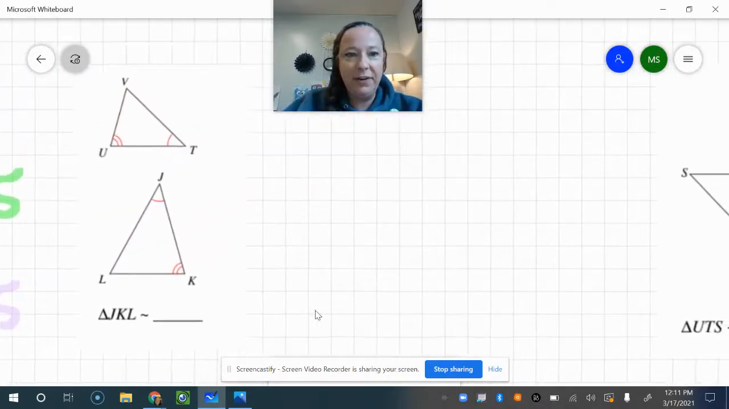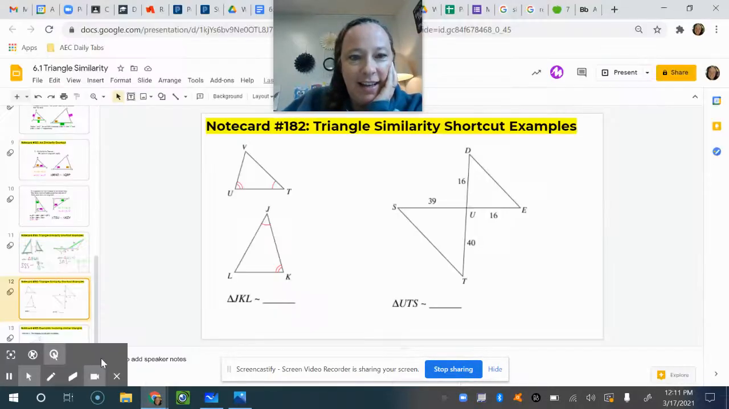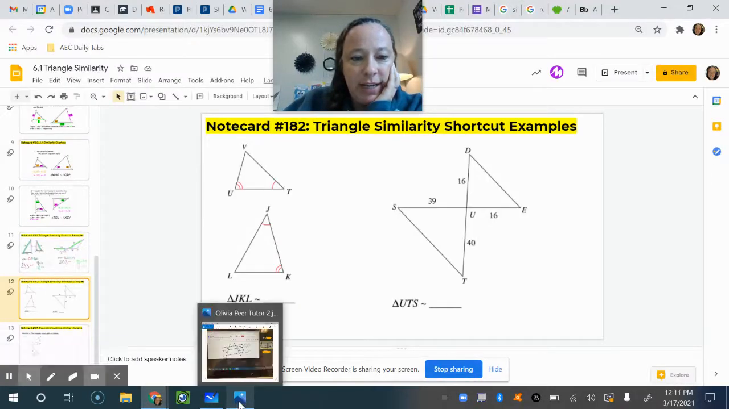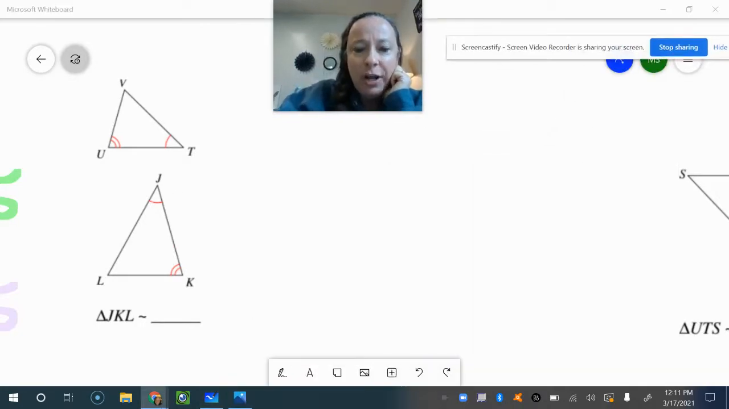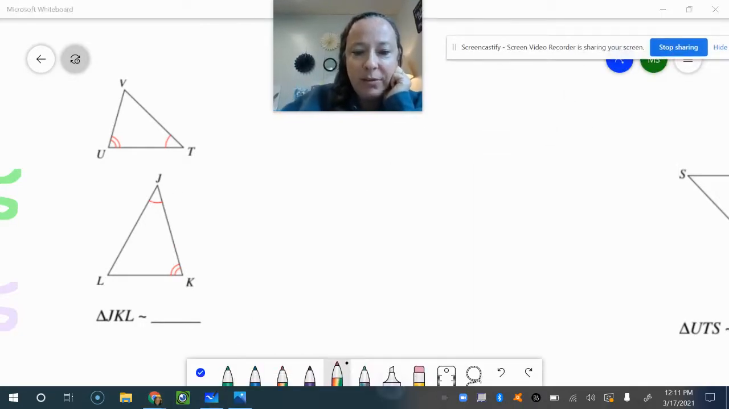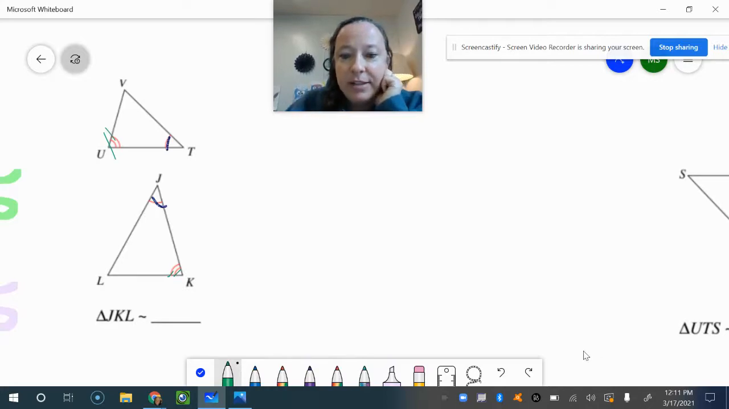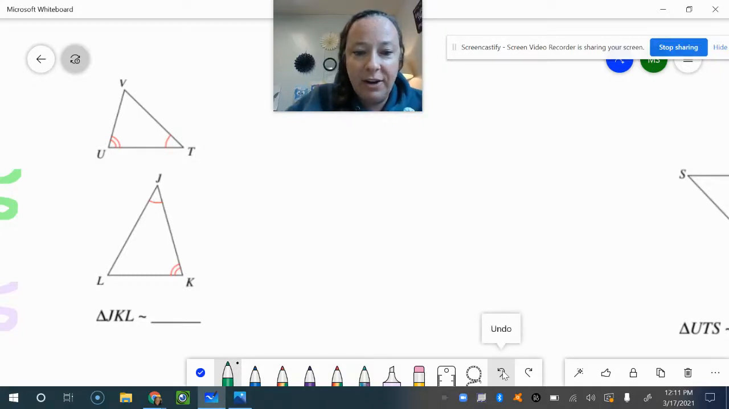Okay, so this is the first one. Let me just double check. JKL. Yeah, okay, so this is it. Now, remember, we've got side, side, side, side, angle, and angle, angle. And in this picture, we have angles marked. So we have this angle congruent to this one, and we have this angle congruent to this angle. So we have what we need to use the angle-angle similarity postulate. So we say, yes, that they are congruent.